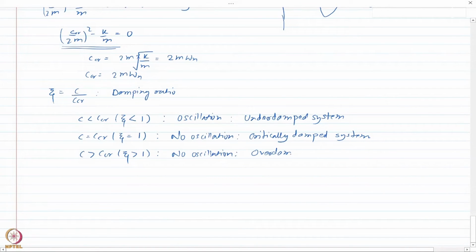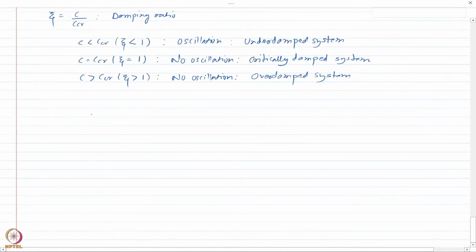And if I try to plot the variation of u(t) for these three types of systems, now I'm plotting u(t) as a ratio of the initial displacement that is given to it, and this is t as a ratio of the time period of the system. So what I would see for each of these, let me just draw it.